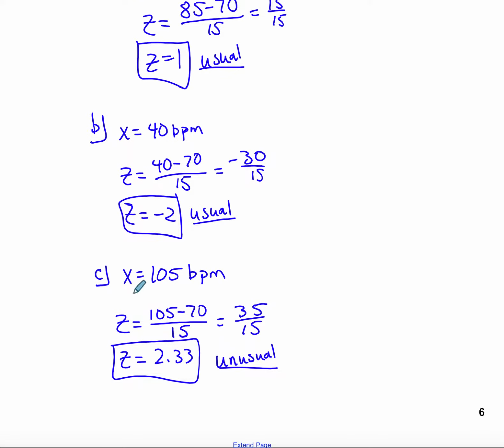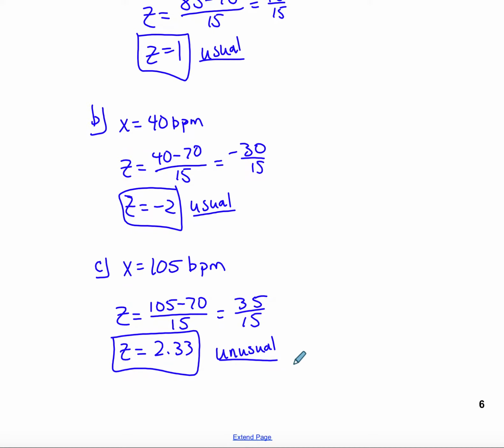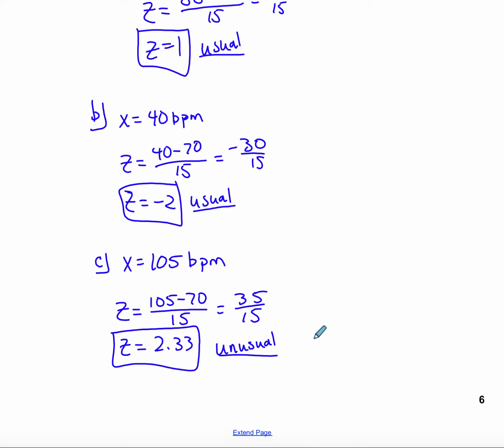Now let's say you have a resting heart rate of 105 beats per minute. 105 minus 70 divided by 15. 35 over 15 gives you 2.33. So that would actually be considered an unusual value, which means that if somebody has a heart rate that high, they would be considered unusual, and maybe they need to look at what's going on. So that's how we can use the Z value to help us make medical decisions or other kinds of decisions about whether or not a value is usual.